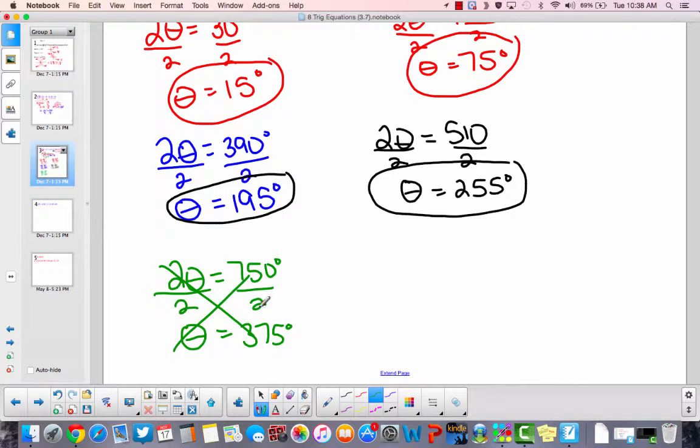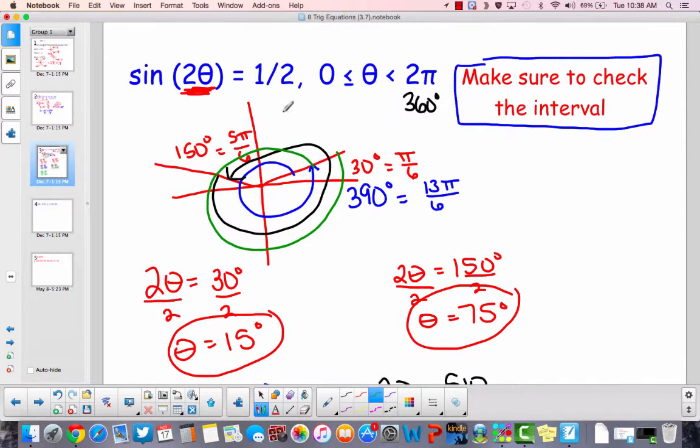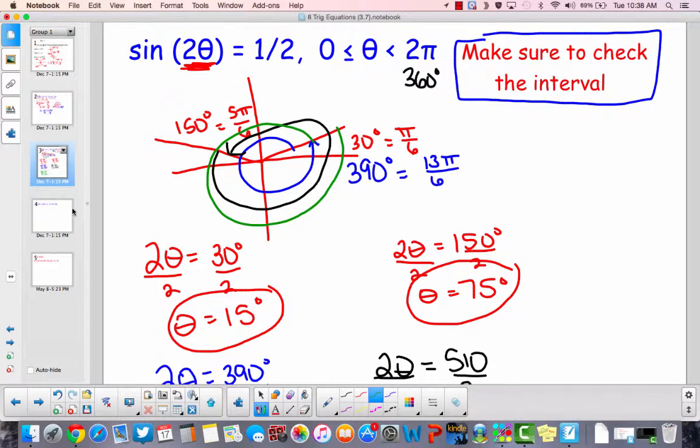We have to be careful to realize that these keep going around and around and around, possibly, especially when we have a 2 theta or a half theta. We've really got to watch for that. So be careful of that. All right, let's look at one more example.